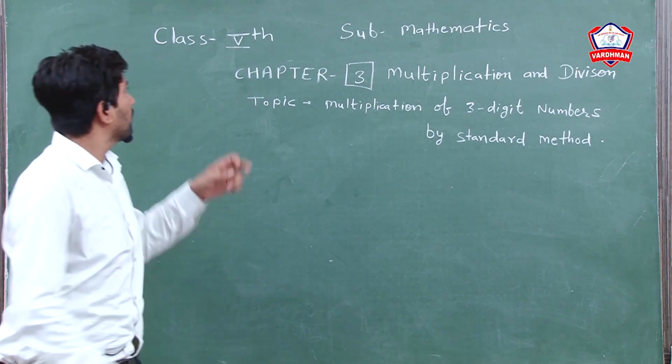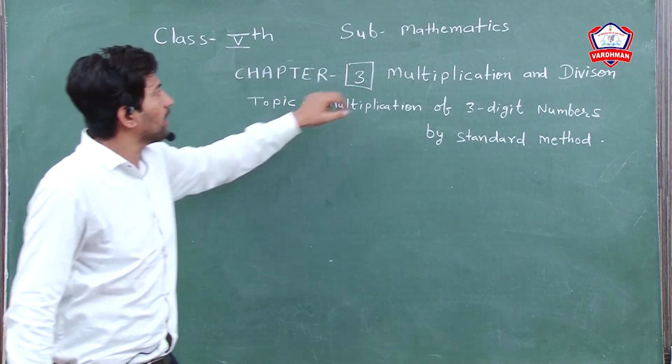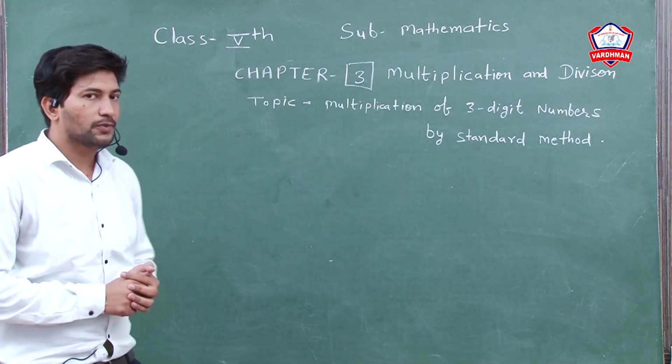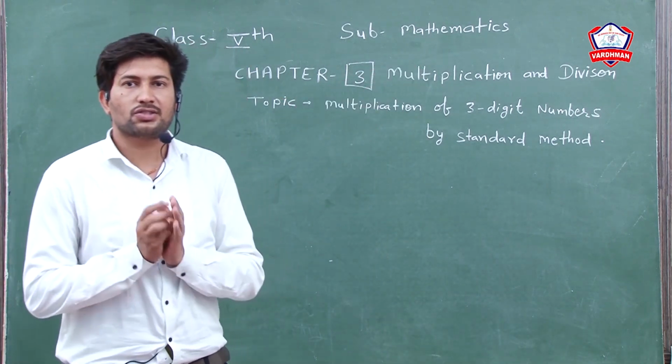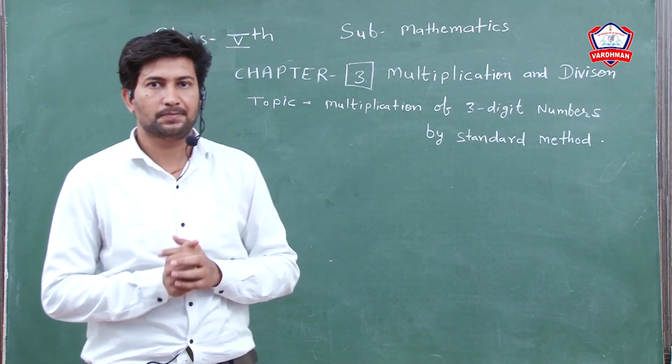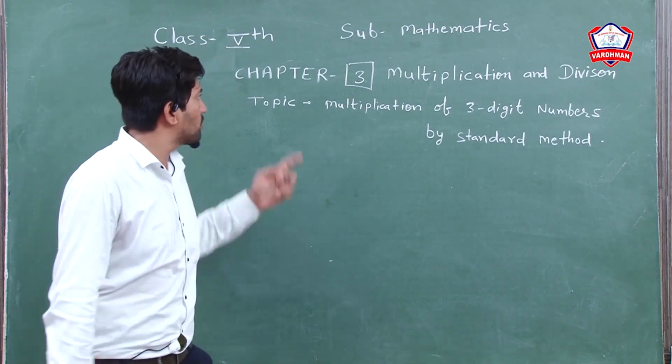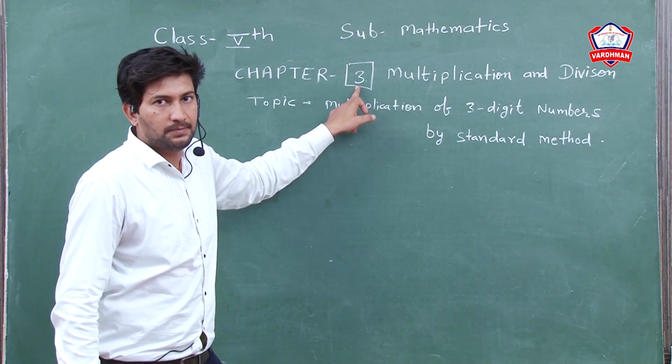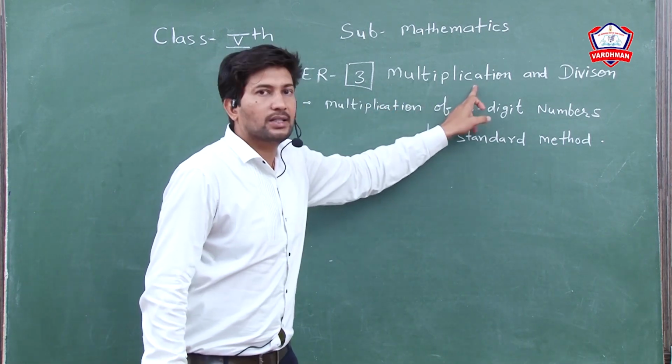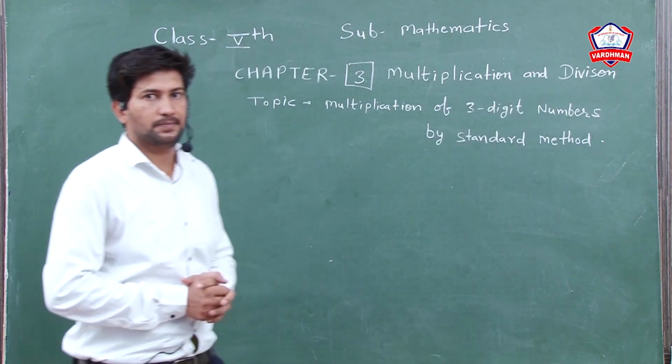Today we will discuss class 5th mathematics. You already know that your chapter number 2 is completed. Now we will discuss chapter number 3. It's called multiplication and division.